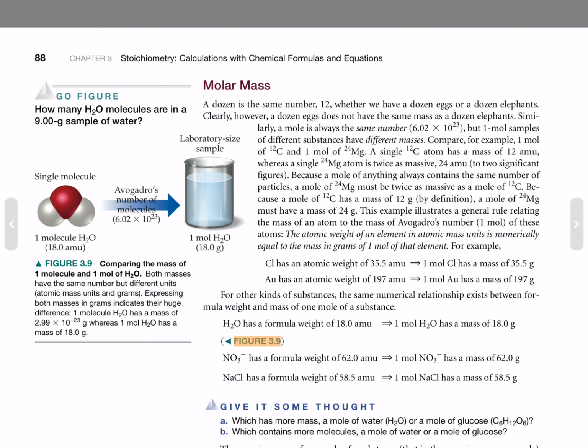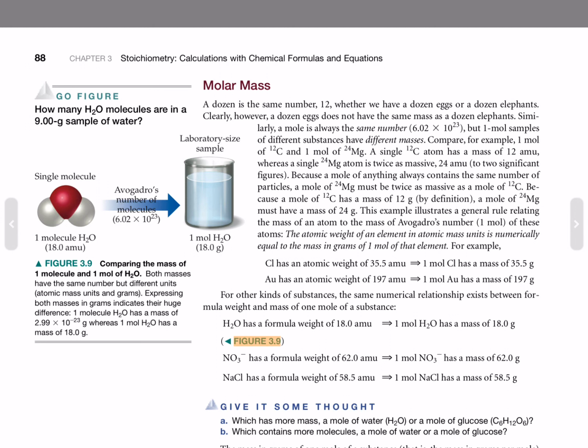The atomic weight of an element in atomic mass units is numerically equal to the mass in grams of 1 mole of that element. For example, chlorine has an atomic weight of 35.5 AMUs. 1 mole of chlorine has a mass of 35.5 grams. Gold has an atomic weight of 197 AMUs. 1 mole of gold has a mass of 197 grams.